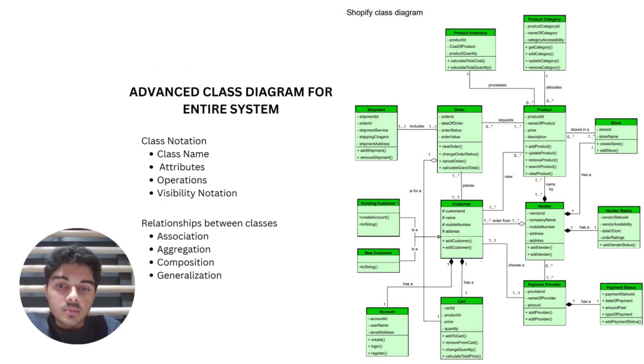Association means objects are linked but have their own lives. Aggregation means objects are linked, one is the owner but they can live on their own. Composition means objects are linked but one can't exist without the other. And finally, generalization means one class is a special kind of another class. Now let's see the other slide.